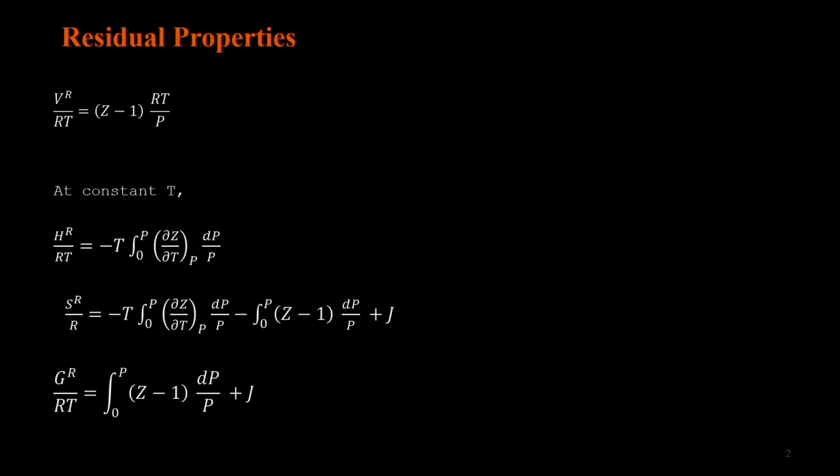Then we have defined what are known as residual properties. We define any residual property, M^R, as M minus M^ig, everything taken at the same temperature and pressure conditions. So ig stands for the ideal gas condition, R for the residual property, and M is the total property. So once we have that relation, we can express various residual properties, V^R, H^R, S^R, and G^R, in terms of the compressibility factor Z, T, and P essentially.